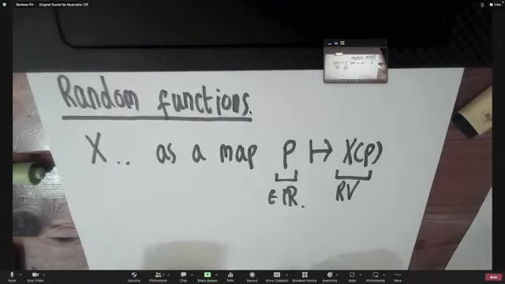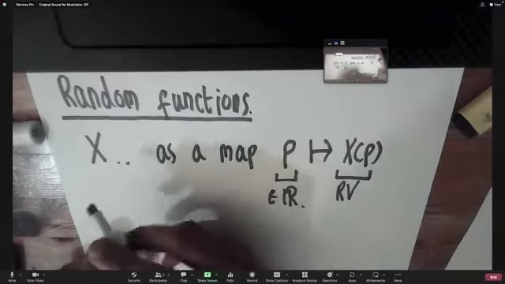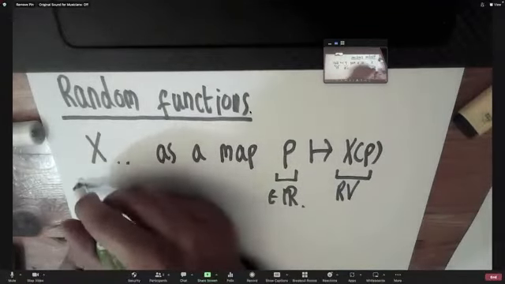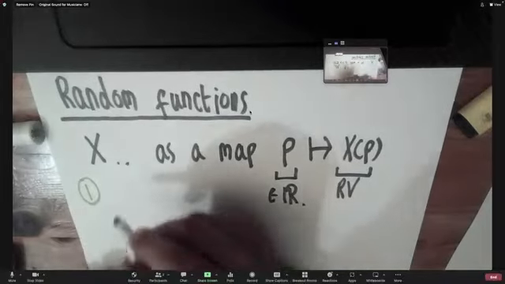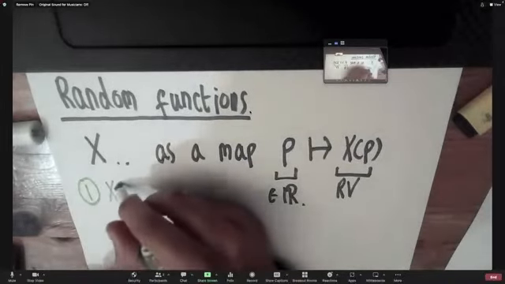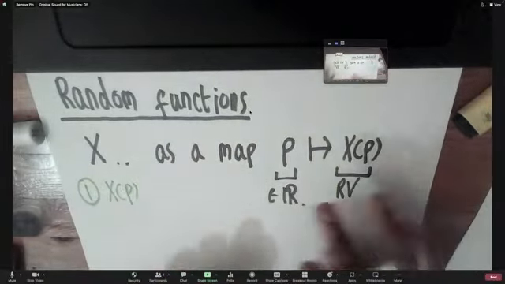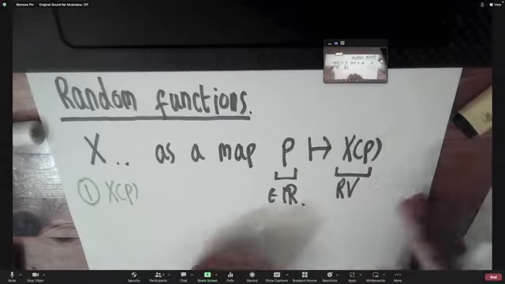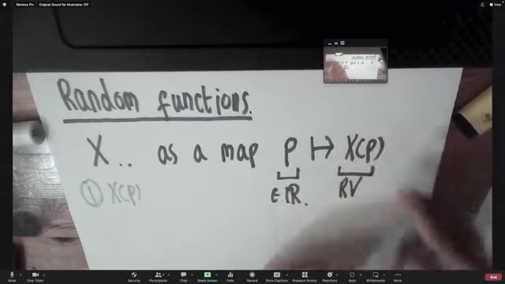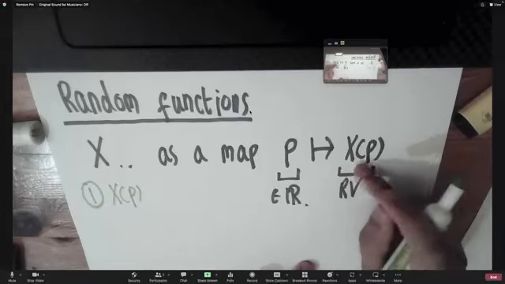Does everyone know what I mean by a random variable? Suppose you flip a coin, and if it's heads, you return 1, and if it's tails, you return 0. That would be a discrete random variable. Let me first write down some examples. One crucial thing is that this is a random variable valued function, so it's actually a whole family of random variables indexed by a parameter p.